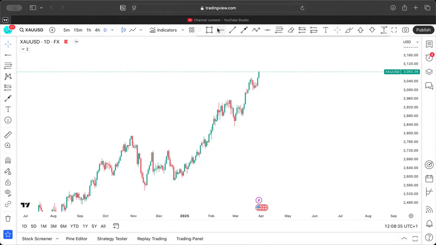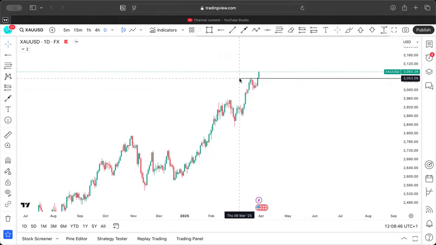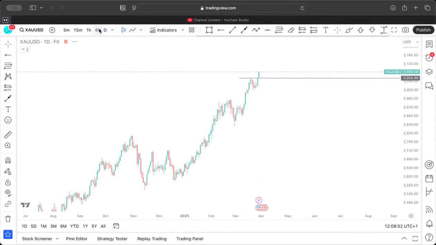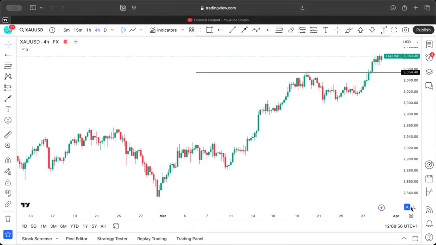You see, when the daily created this resistance here, we were expecting the market to pull back down to this resistance for the buy or the bullish continuation, but it did not. Instead, because of the momentum in the market, it broke out from this new high. So let's get down to the 4 hour time frame to have a proper view of what the market is doing.